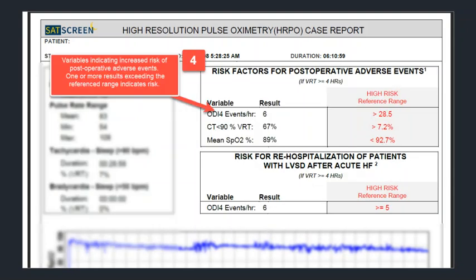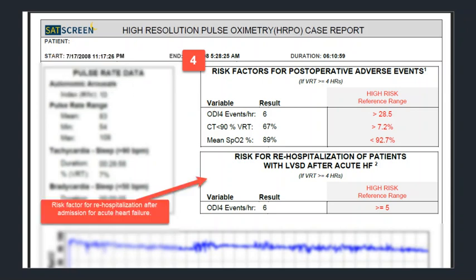Next, we have added risk of important adverse events using evidence-based risk ranges. The top right section looks at three markers indicating increased risk of postoperative adverse events. One or more markers exceeding the referenced range indicates risk if the valid recording time is greater than 4 hours. And for our hospital providers, we have also included a risk factor reference for rehospitalization after admission for acute heart failure.